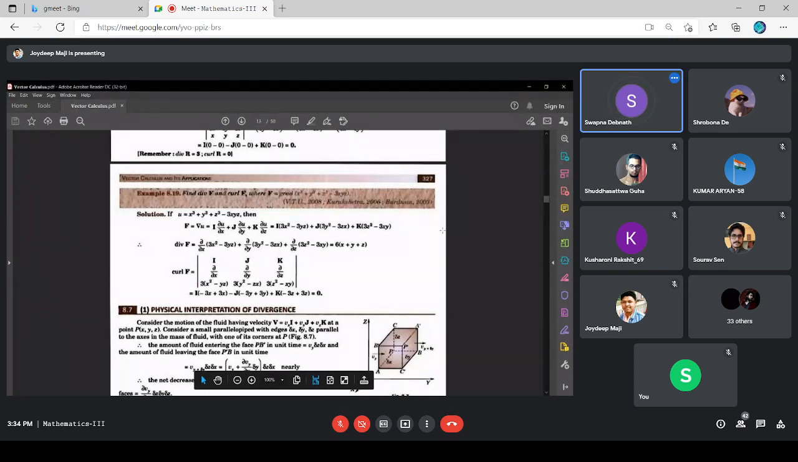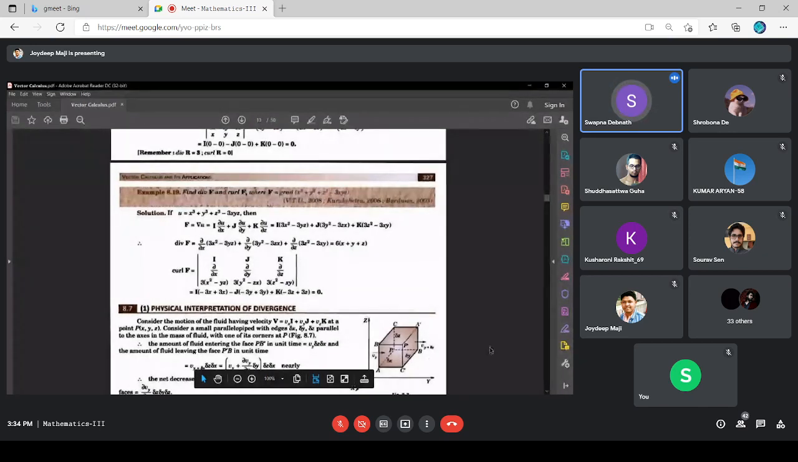This is the function. Now, you have to calculate gradient of u so that you can get the value of f. What is gradient u? Gradient u is gradient of x cube plus y cube plus z cube minus 3xyz. We know that gradient u is equal to i ∂u/∂x plus j ∂u/∂y plus k ∂u/∂z. Then we differentiate the scalar function u with respect to x, with respect to y, with respect to z. All are partial differentiations.